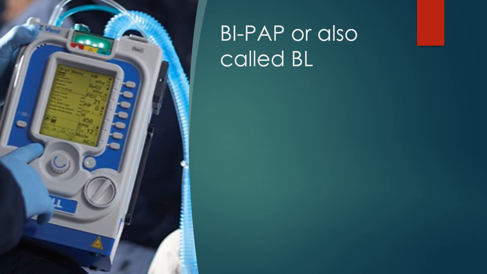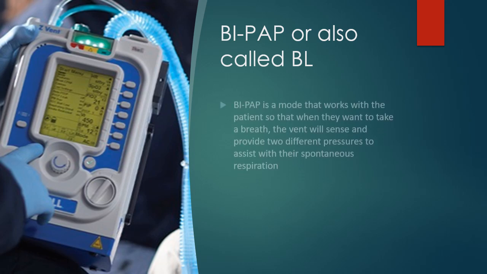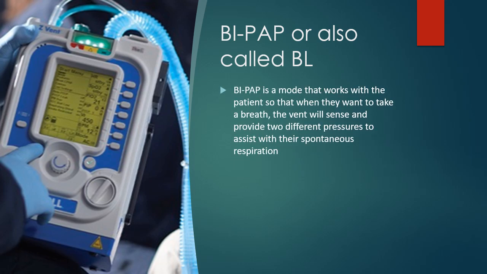BiPAP, or also bi-level, which on your vent you'll see as BL, they both mean the same thing. BiPAP essentially means that you have two different pressures. These two different pressures basically work by assisting somebody's own spontaneous respiration. What that means is instead of CPAP being that constant flow inside your face, BiPAP is now working with you. As you take a breath, I provide support. As you breathe out, you're breathing against a PEEP.